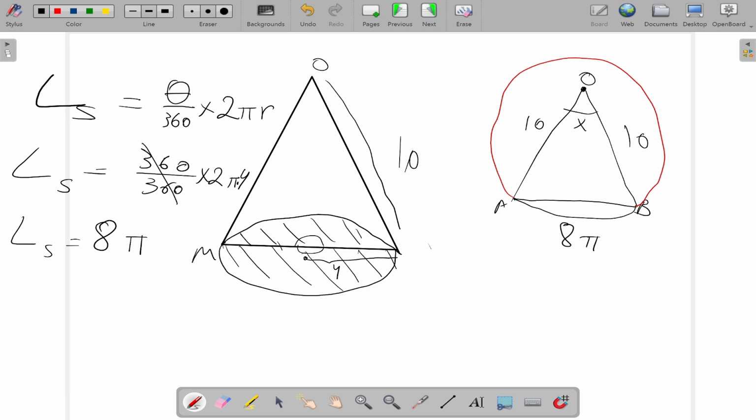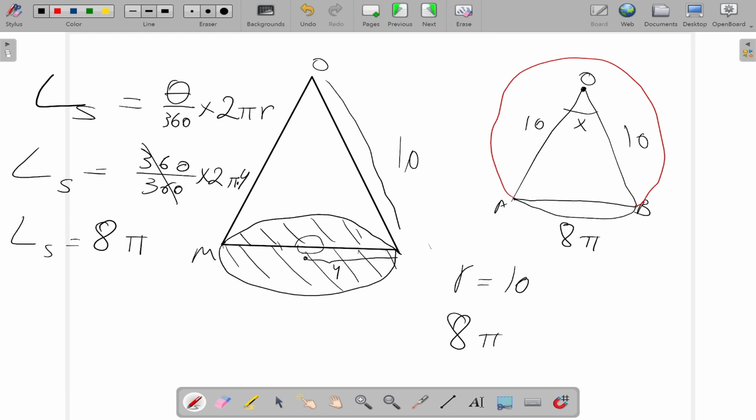Not accurate, but it is. That's what the sector is: a part of a circle going from the center to the circumference. We have the radius to be 10, so r equals 10 in this circle, right? So we have our arc length, the length of the sector, which is 8 pi.